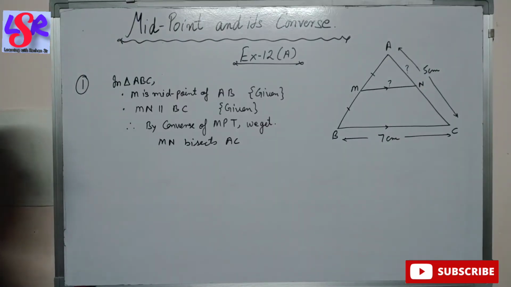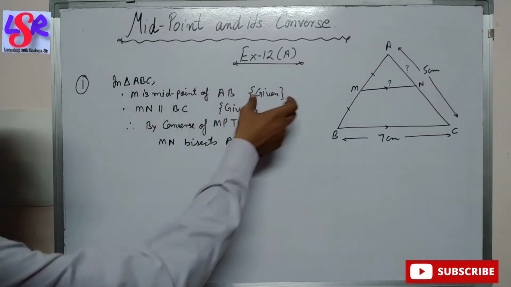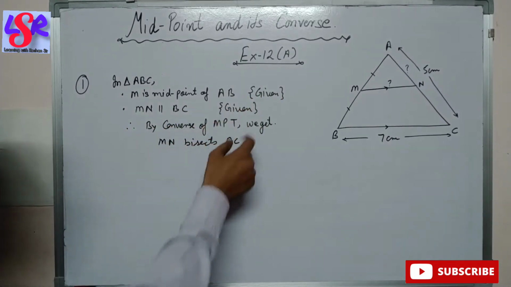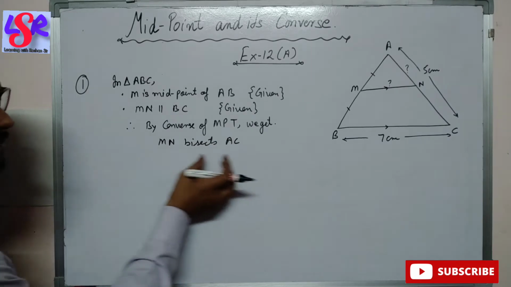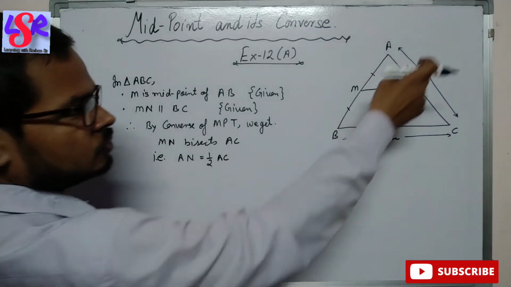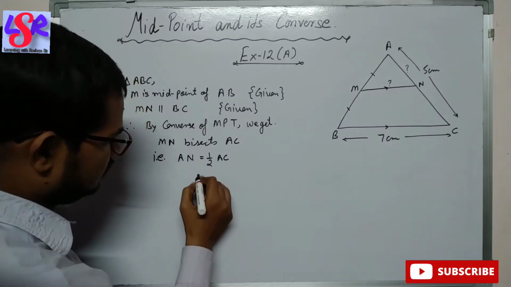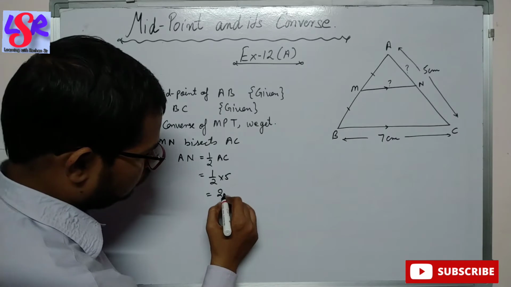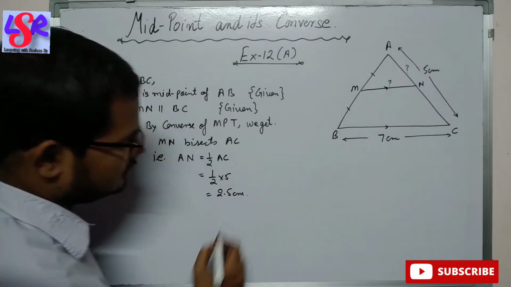So in triangle ABC, M is the midpoint of AB, that is given to us. MN is parallel to BC, again given to us. So by the converse of the midpoint theorem, we get MN bisects AC. That is, AN equals half of AC. Now we know the value of AC as 5, so this will be equal to 1 upon 2 into 5, that is 2.5 centimeter as the answer.